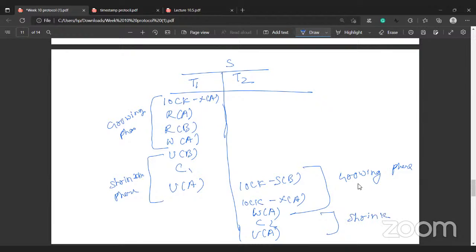So let's see if this follows strict 2PL or not. You can see that all exclusive locks, so exclusive lock applied on A, should be unlocked after the commit operation. You can see that after the commit operation, the exclusive lock is unlocked. And here also the exclusive lock is unlocked after the commit operation. So this schedule follows strict 2PL.